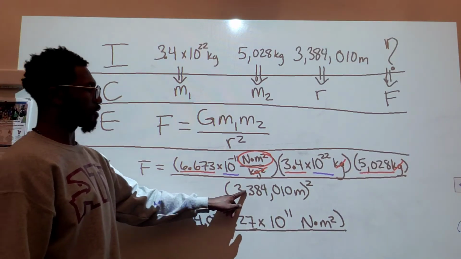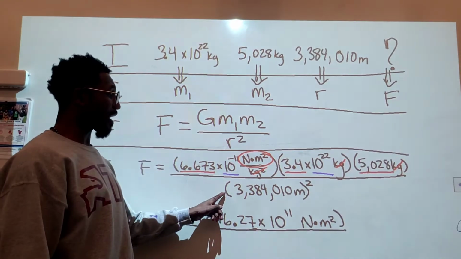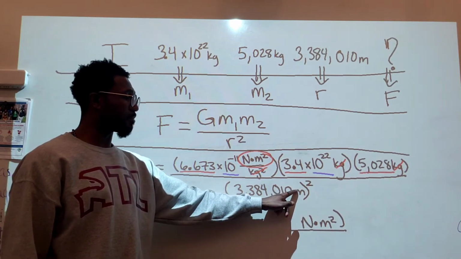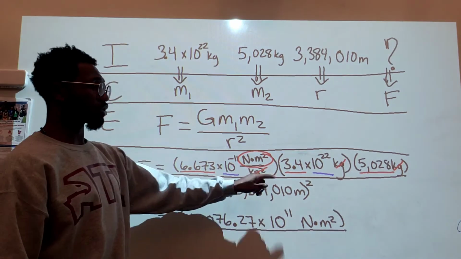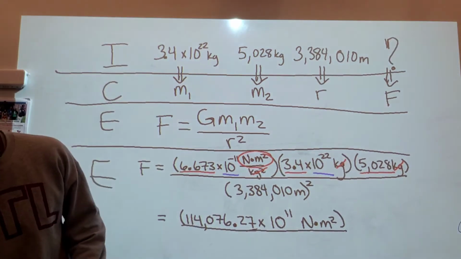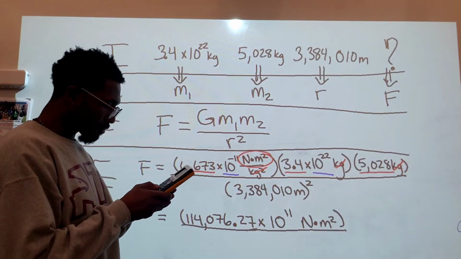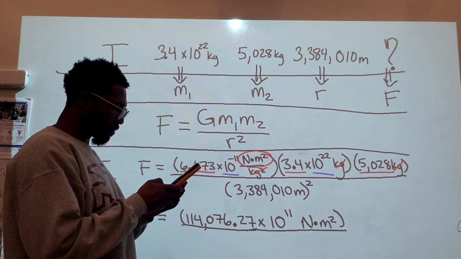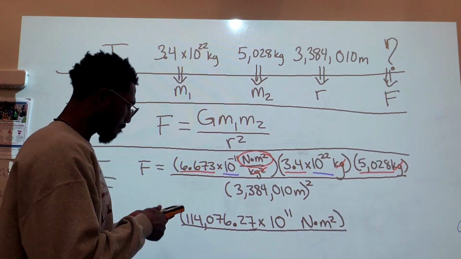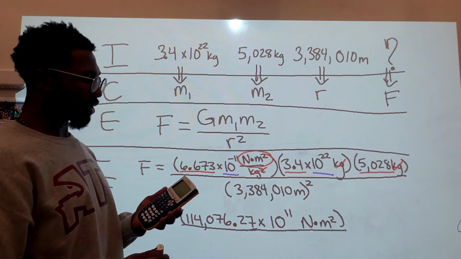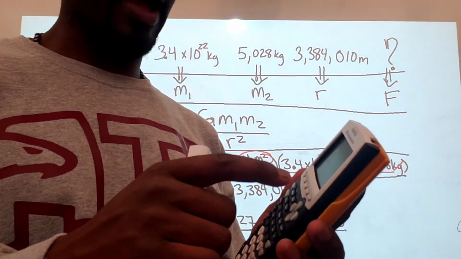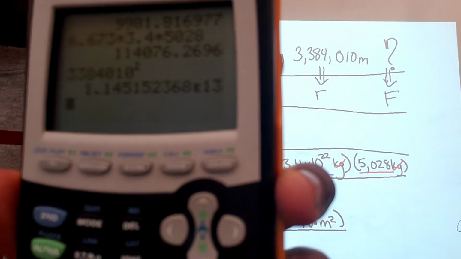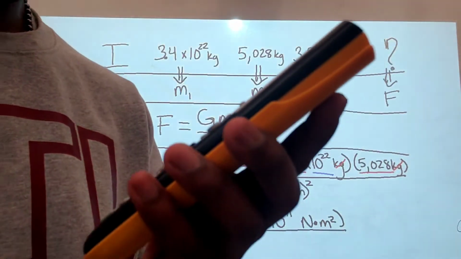All right, now let's go ahead and do this denominator. Now we have a big number here, 3,384,010 meters. That has to get squared. So let me go ahead and square that in my calculator. All right, so 3,384,010 squared. In my calculator, it says 1.145, it has a couple other numbers, and then it says E13, if you can see that, okay?